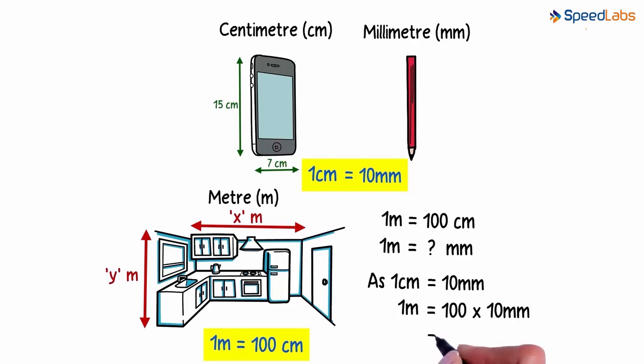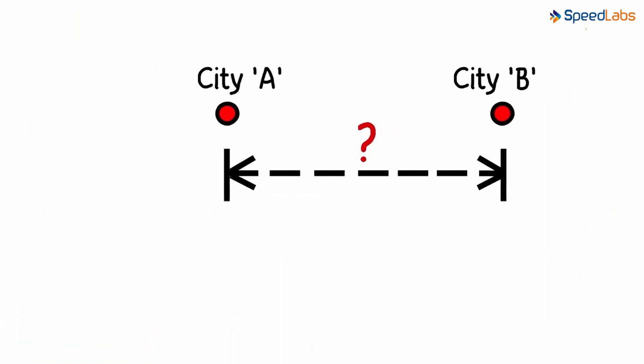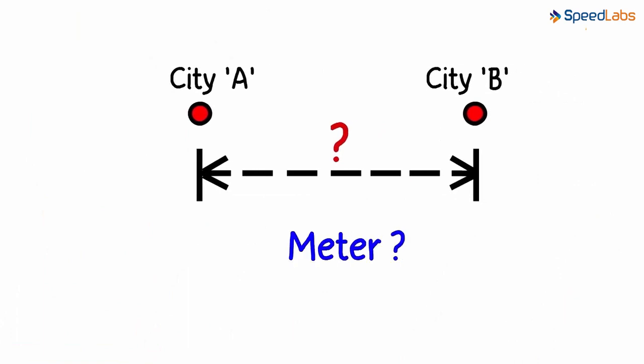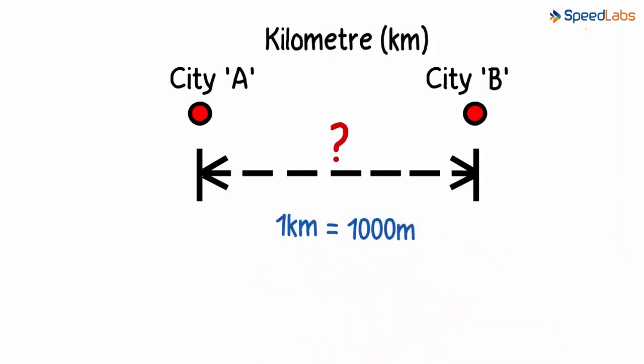So is meter the largest unit of measuring length? What if you want to measure the distance between two cities? Meter as a length would be too tiny. Hence, we also have something called kilometers. 1 kilometer is equal to 1000 meters. The distance between Mumbai and Ahmedabad is around 520 kilometers.